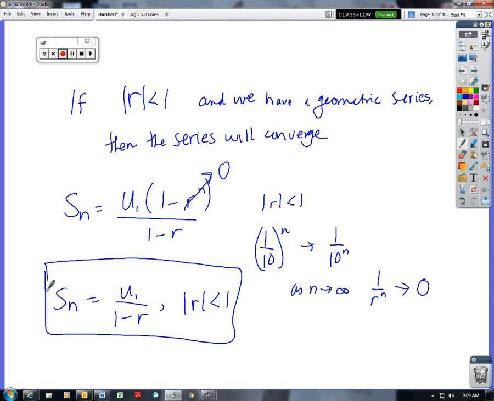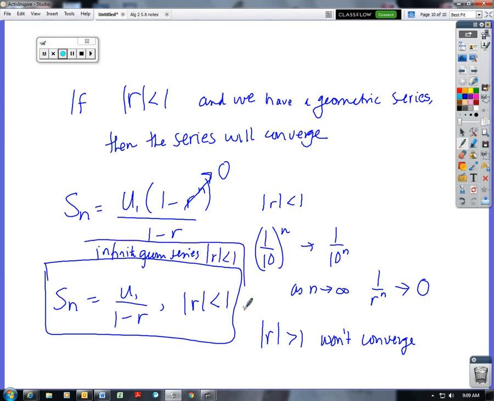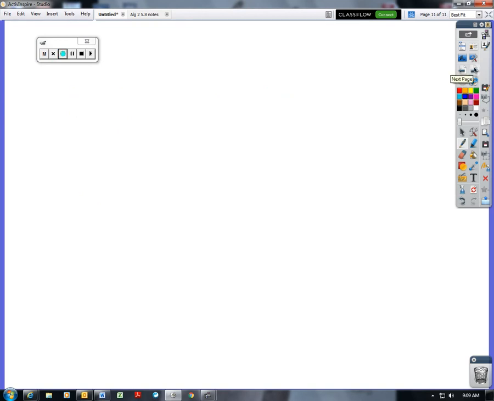If the absolute value of r is greater than 1, it won't converge. So you can't use this sum here. And this is for an infinite geometric series as long as the absolute value of r is less than 1. So you can add that to that as well. Now we can practice it.